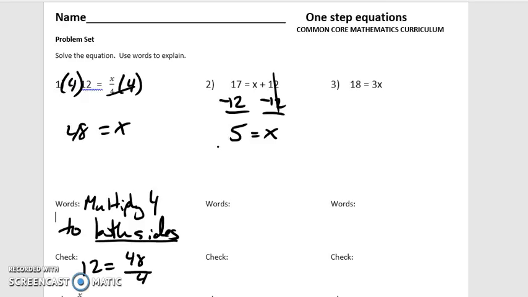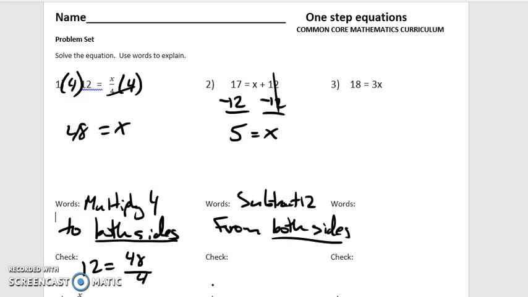All right, and words, what do we do? Well, we subtract 12, and again, it was from, sorry, that's bad there, isn't it? I've been hanging out with you kids too much. Subtract 12 from both sides. And again, that's that key phrase that we want to use over and over again.